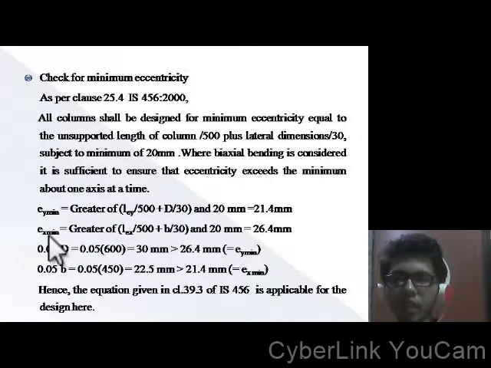And similarly, we are finding out EX minimum. That is, we will find out the value of LEX by 500 plus B by 30, and 20 mm. Whichever is the greater among these two, we will take it as the EX minimum. Solving this equation, we are getting it as 26.4 mm. Also, we are finding out the eccentricity limit as 0.05 into D, that will give us 30 mm, and 0.05 B will give just 22.5. Hence, it is applicable for the design here.